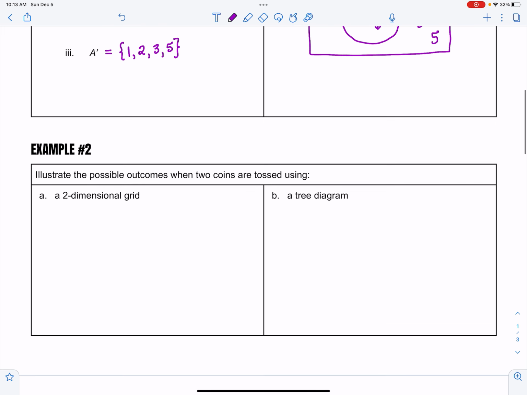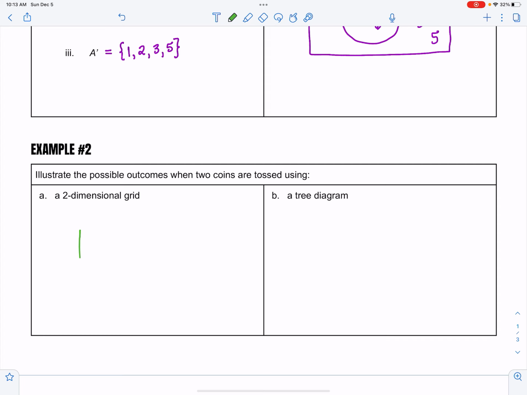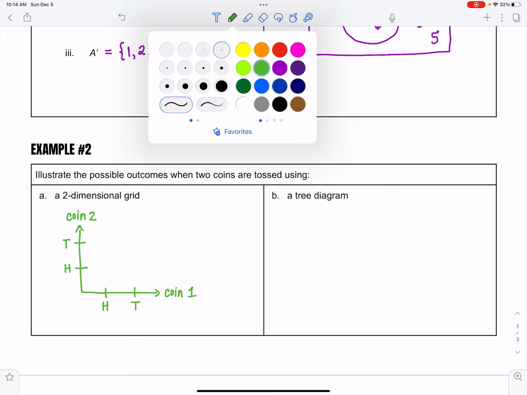It says, illustrate possible outcomes when 2 coins are tossed using a 2-dimensional grid. So what that means is that I'm going to have an axis for each coin. So I'm going to have an axis for coin 1, and I'm going to have an axis for coin 2. Now, when you flip coin 1, you have 2 outcomes. You can either get a head or a tail. Same thing for coin 2. You can either get a head or a tail, which means that there are 4 combinations.